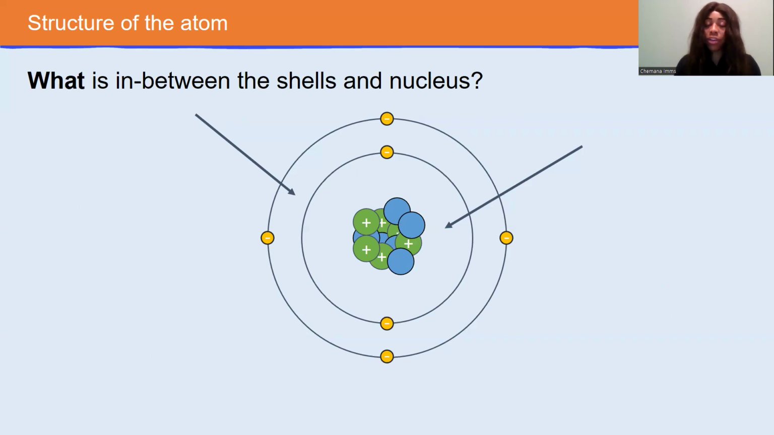Now, just having a look at this image that I've presented to you, I want you to think about what you think is between the nucleus and the shells that the electrons sit on. Because essentially, if this small concentrated mass is in the middle, which is our nucleus, and then we've got these shells on the outer side, what is between the nucleus and those shells? Have a think about it.